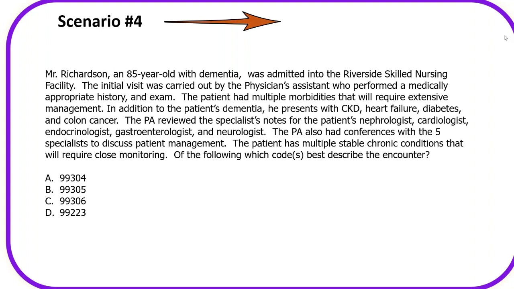The PA reviewed the specialist notes from the patient's nephrologist, cardiologist, endocrinologist, gastroenterologist, and neurologist. The PA also had a conference with the 5 specialists to discuss patient management. The patient has multiple stable chronic conditions that will require close monitoring. Of the following, which code or codes best describe this encounter? Coders, you have 2 minutes to solve this scenario. Thank you.